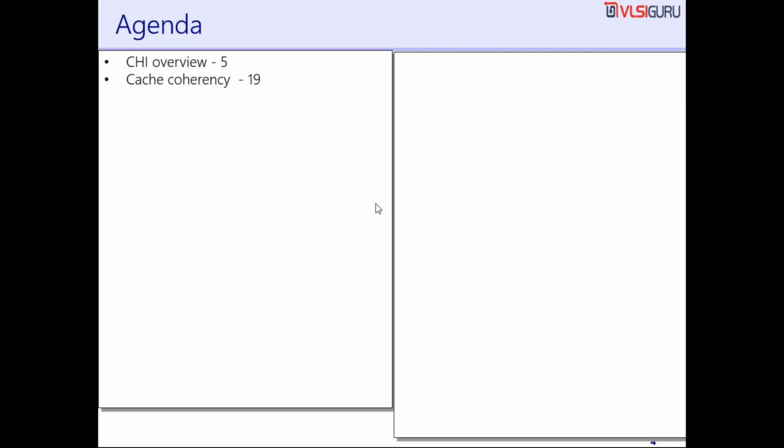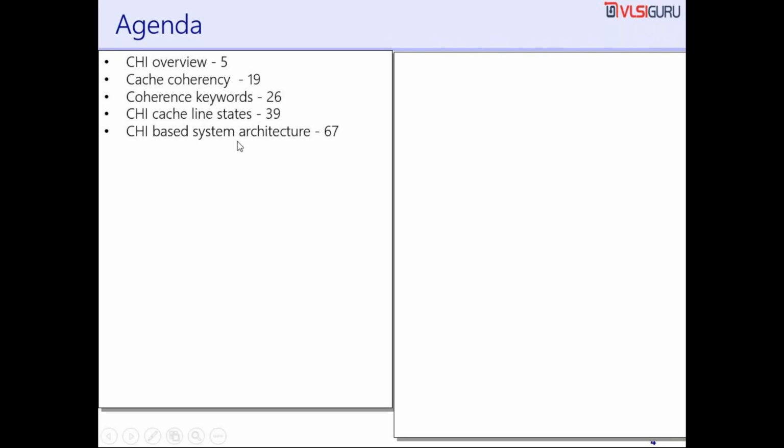Other than that, we'll go into the basics of cache, the cache coherency, and the basic memory organization, all those aspects. Then we'll talk about some cache coherency keywords. Then we'll talk about 7 line states that are required for cache lines in the Chai protocol. While we discuss this, we'll also talk about the MOESI state diagram that is used in Chai protocol. Then we'll also talk about the Chai based system architecture.